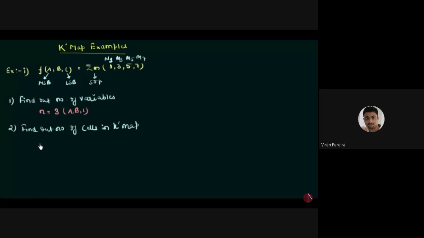The number of cells is actually the number of combinations in the truth table. As you very well know, in case of 3 variables, the total number of combinations is 2 to the power 3, which is 8. So we are going to make the K-map which involves 8 cells. These are the two things that you first find from the given information. Then we will move to make our K-map. So let's make the 8 cell K-map.